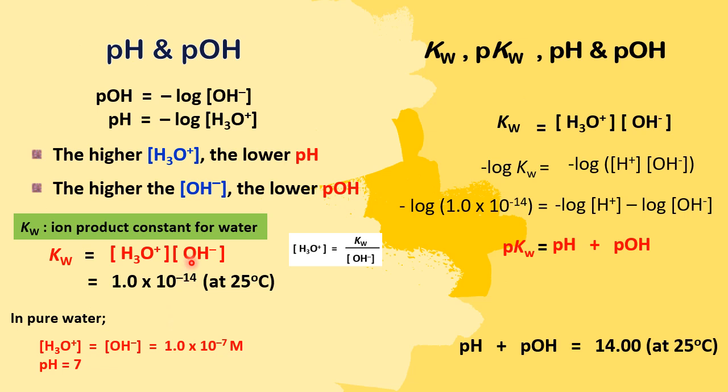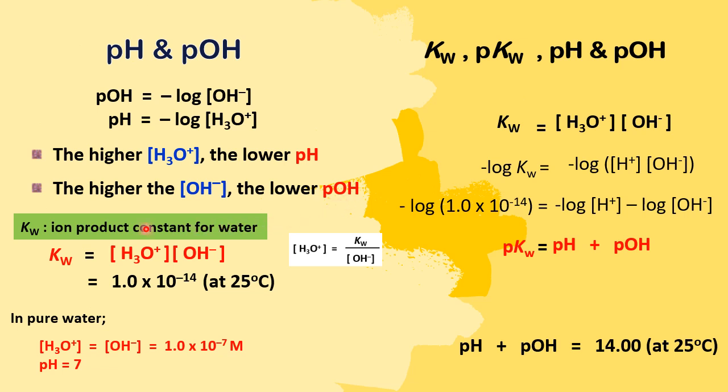Now we look at pH and pOH. What is the relationship between pH, pOH, Kw and pKw? First, you have to know that P is equal to negative log. When the concentration of hydroxide or hydronium ion is given, you can calculate the pH or pOH by pressing negative log on your calculator. The higher the concentration of hydronium ion, the lower the pH. Same for hydroxide ion: the higher the concentration, the lower the pOH.